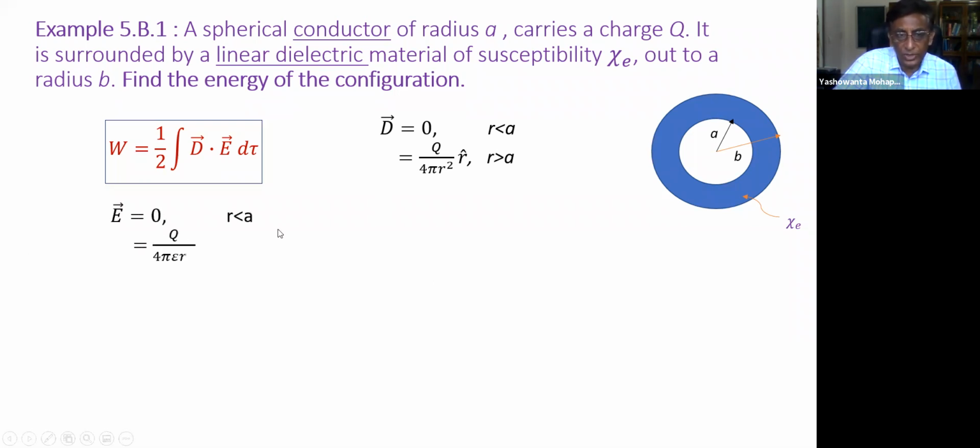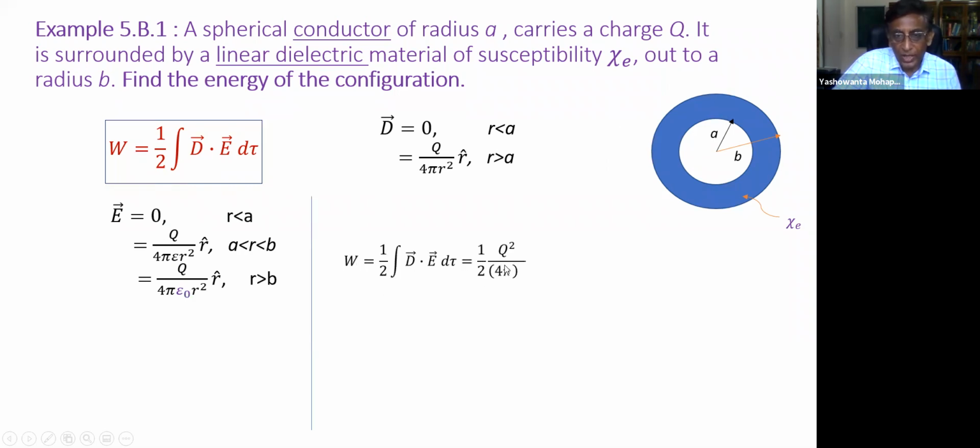Okay, so E is of course 0 for r less than a, and this is Q by 4 pi epsilon r square, because it's inside the material between a and b. And this epsilon is epsilon naught in free space. So I know E, I know D, and W is a straightforward calculation. All right, so write down half D dot E d tau and replace D and E here.